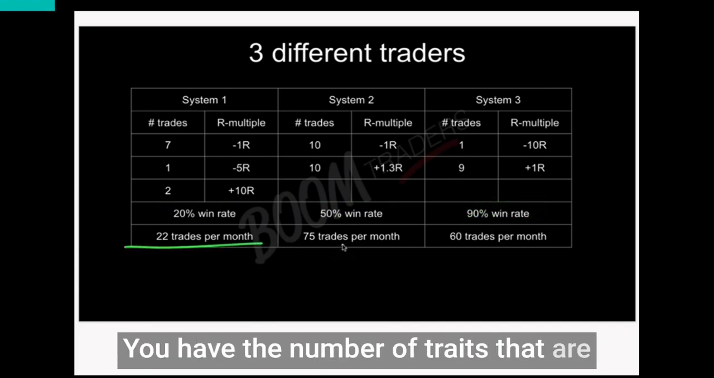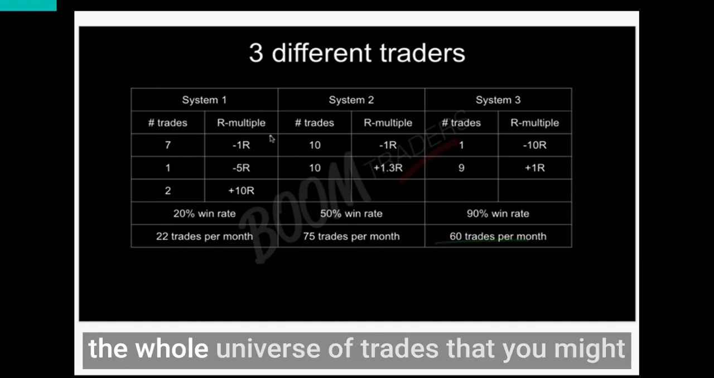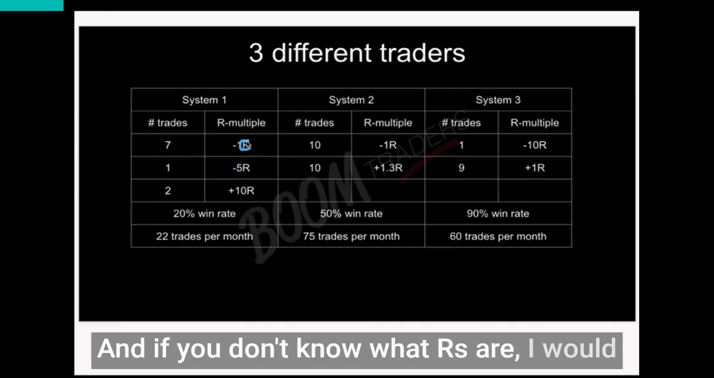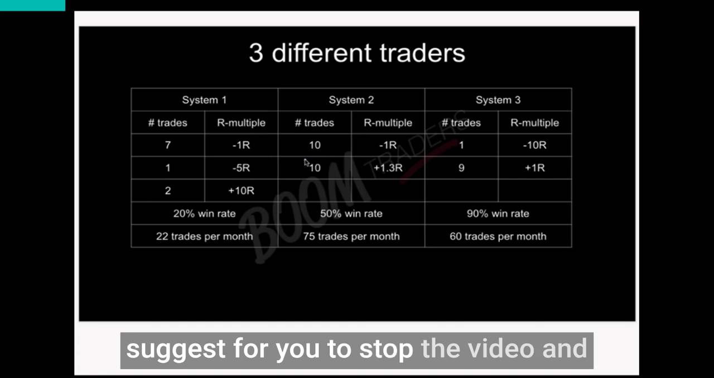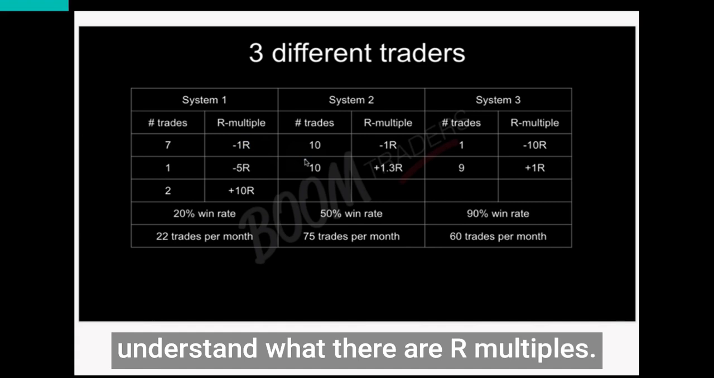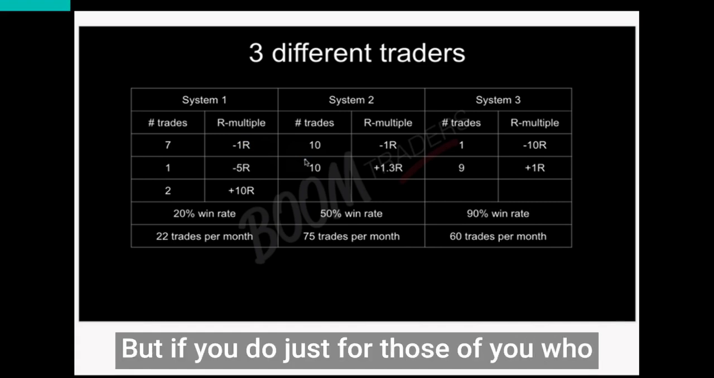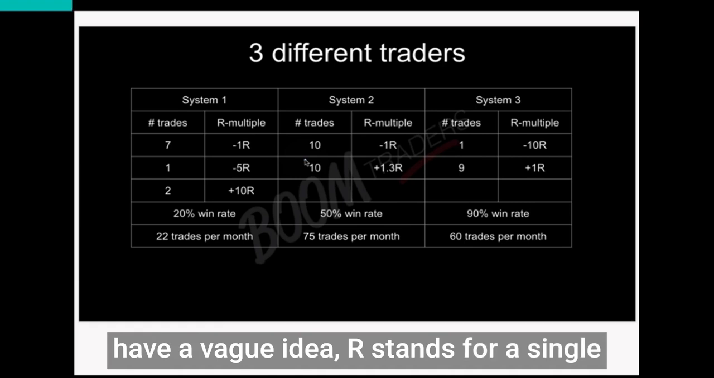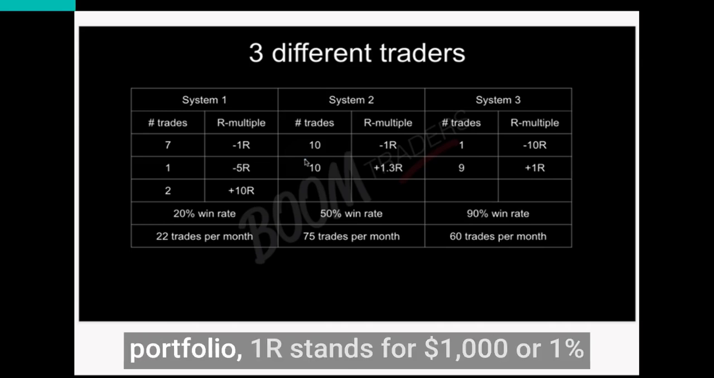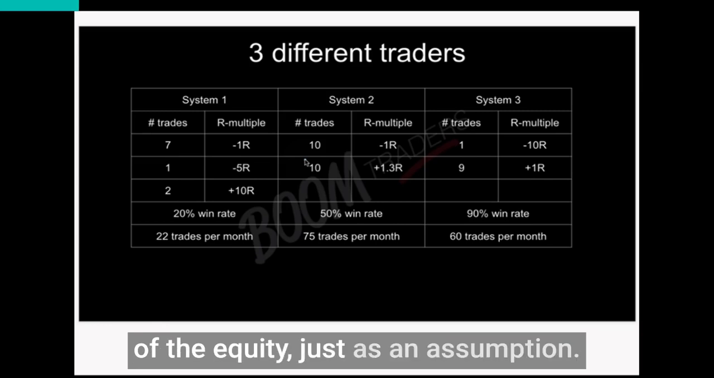You have the number of trades that are generated per month. And then you have the whole universe of trades that you might experience with this trading system. So for instance, 7 minus 1R, this is the actual result. And if you don't know what R's are, I would suggest for you to stop the video and go over into previous week's video and understand what R multiples are. But just for those of you who have a vague idea, R stands for a single unit of risk. And we can safely assume within this video that for a 100K portfolio, 1R stands for $1,000 or 1% of the equity, just as an assumption.